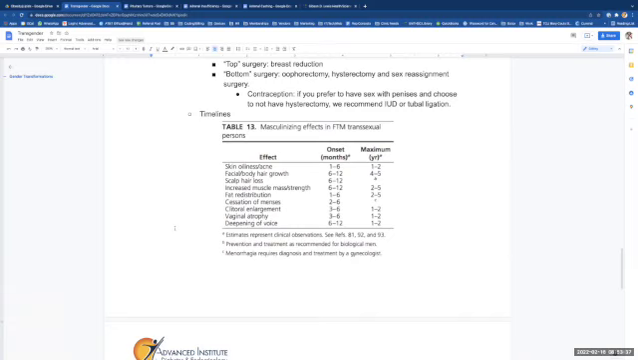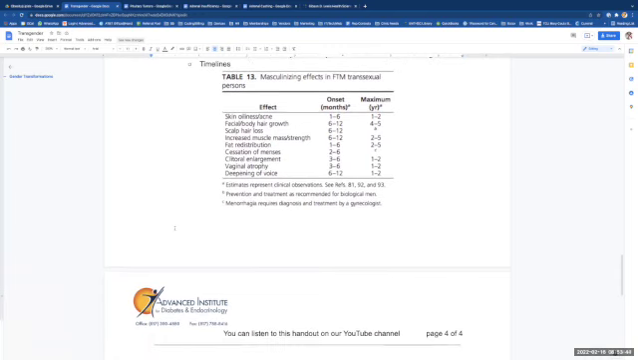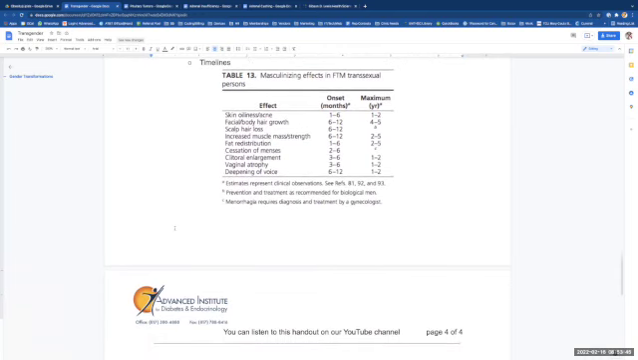Contraception. If you prefer to have sex with penises and choose to not have a hysterectomy, we recommend an IUD or a tubal ligation. Timelines. Remodeling effects can come on within a few months and optimize anywhere from 1 to 5 years later.